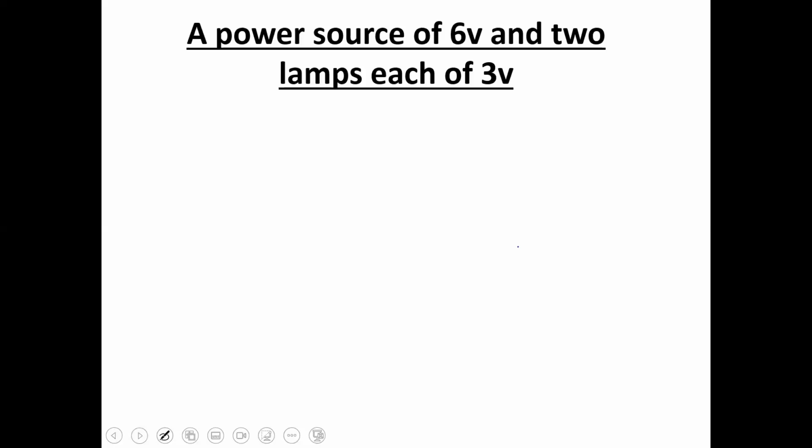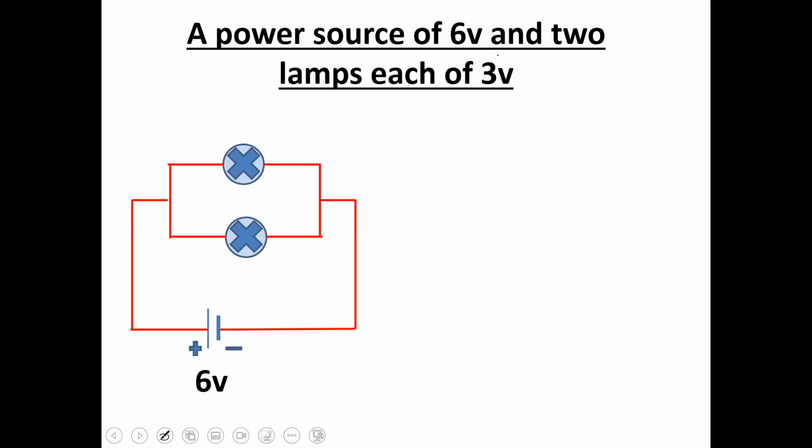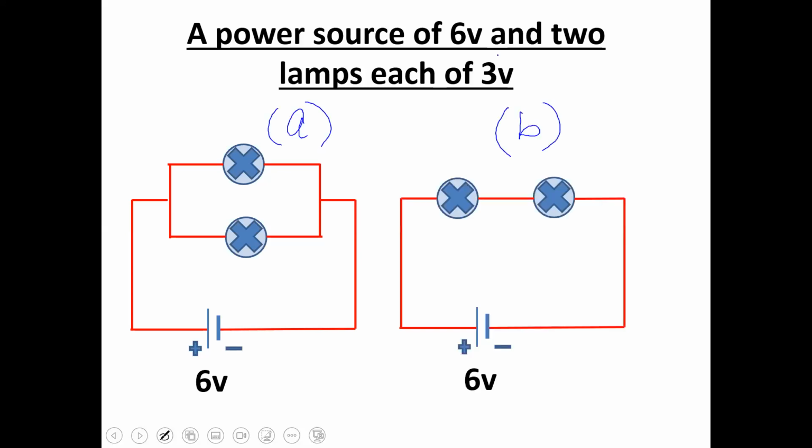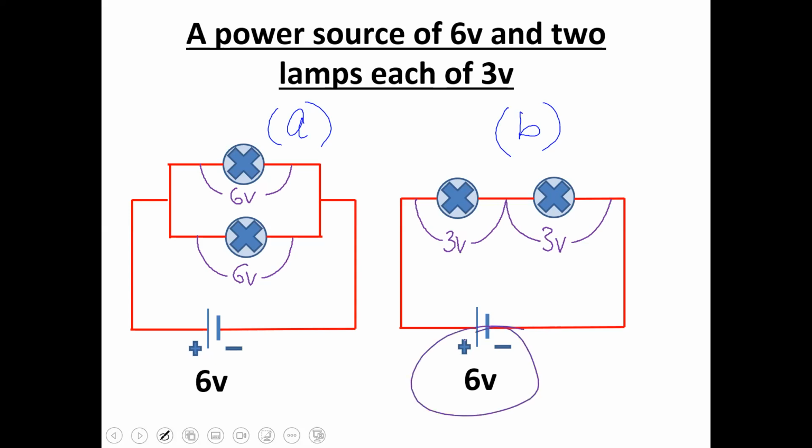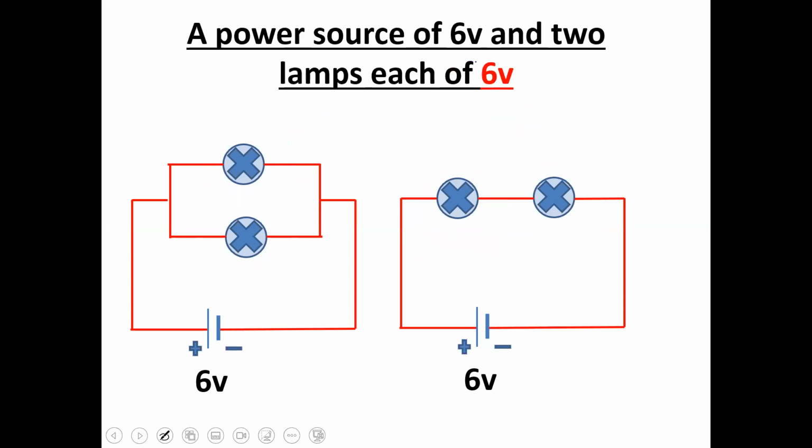Now, suppose you have a power source of 6 volt and 2 lamps each of 3 volt. The power source is 6, but the lamps are of 3 volt. If you connect them in parallel, they will be in a problem because they both get 6 volt. They will be blown up or over bright. If you connect them in series, they will get 3 volt, which is according to their demand.